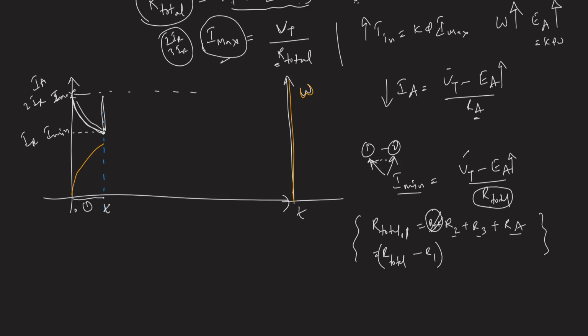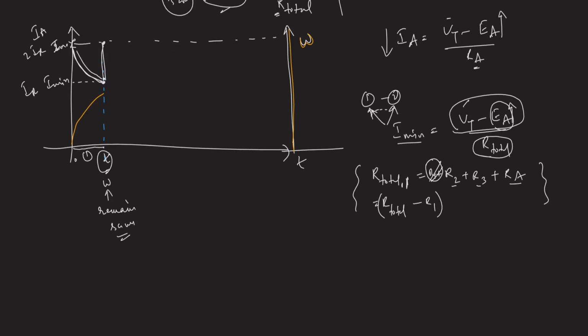This is the maximum current level, because the speed at this time will not change. Speed of the machine will remain the same, right? Because I am just suddenly moving the stud. At that moment the speed of the machine is said to be the same. Now under that condition, this EA will remain the same and the numerator Vt minus EA will remain the same. What I write down here at this point is I maximum, because the total resistance in the armature circuit is reduced to R total comma 1.